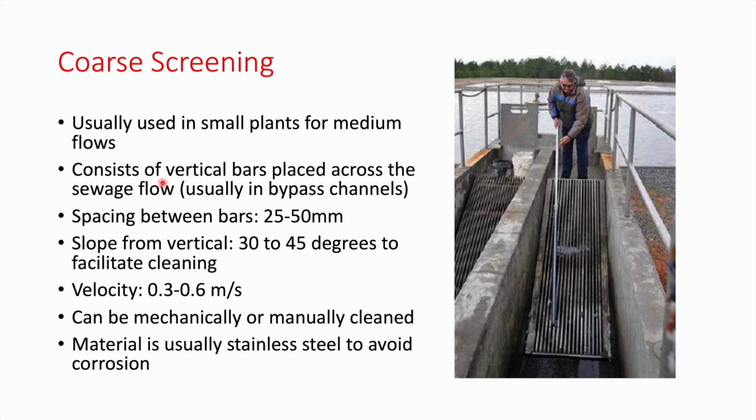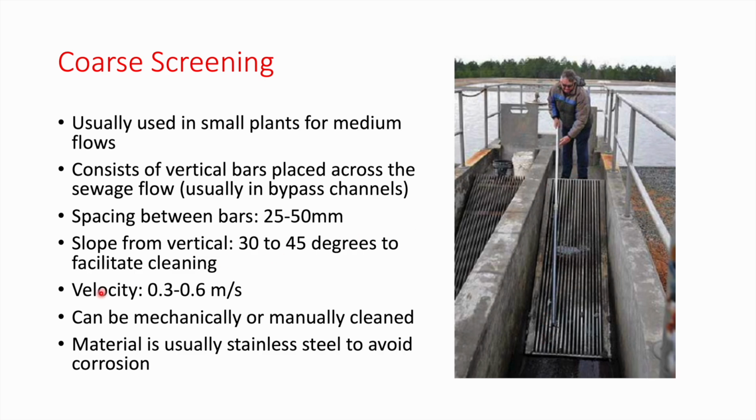It consists of vertical bars placed across the sewage flow, usually in bypass channels, as you can see here in this figure. The spacing between the bars is 25 to 50 millimeters because it is a coarse screen. Always consider a slope from vertical of 30 to 45 degrees to facilitate the cleaning process. As you can see here in this picture, when it is inclined, it is easier to clean it.